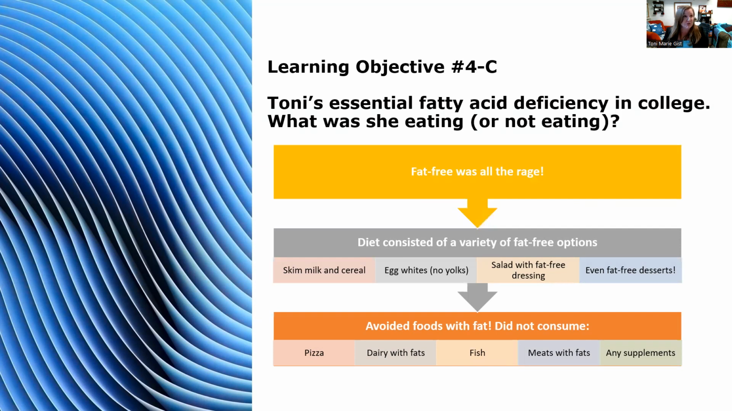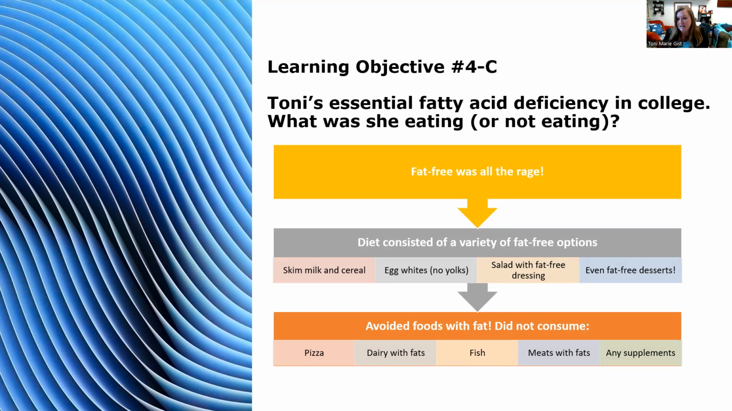I did not consume the traditional college pizza or dairy like 1% milk, 2% milk, or whole milk that had natural fats in it. I wasn't consuming cold water fatty fish like salmon. I wasn't having meats that had fats in them. And I wasn't taking any essential fatty acid supplements like fish oil or krill oil. So I started having some issues.